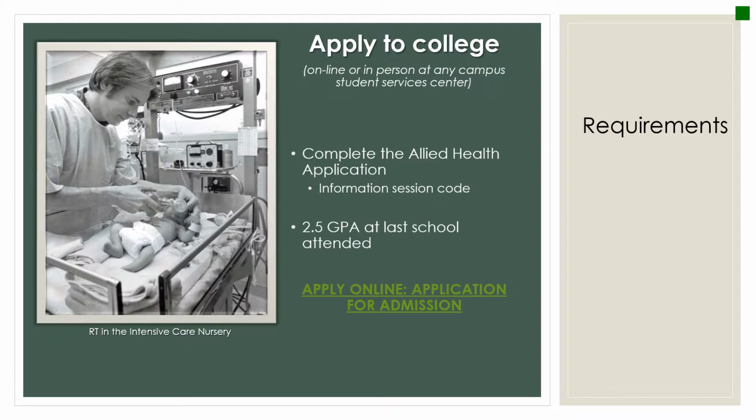A requirement of a 2.5 GPA or higher is needed from your last school attended. This requirement can be met with the prerequisite courses or other college transfer credits. Next, complete pages 5 and 6 of the Allied Health application that you just downloaded to your desktop.